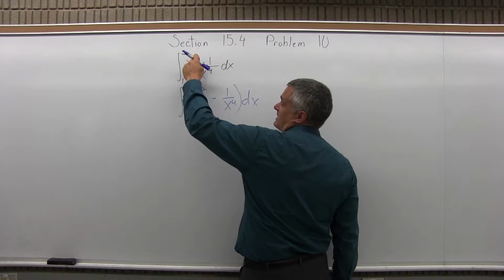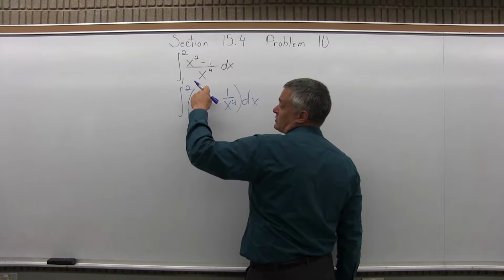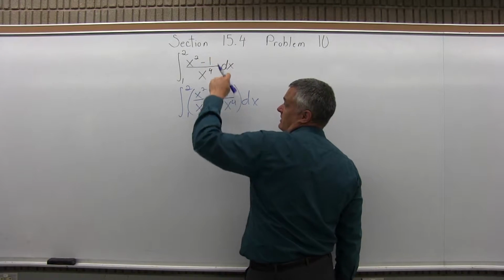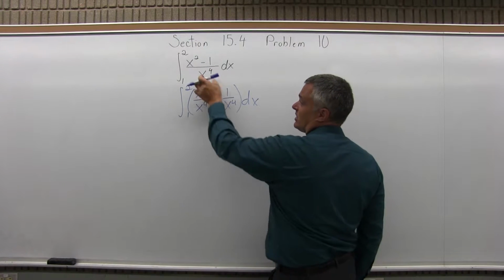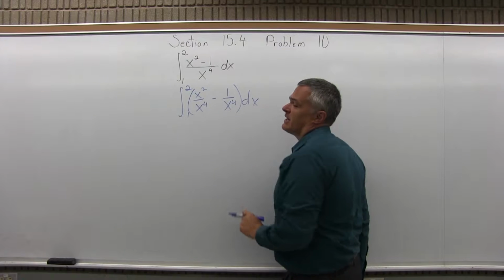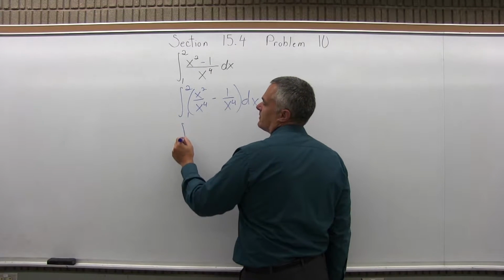So instead of x squared minus 1 in the numerator by itself, I do x squared over x to the fourth, and then negative 1 over x to the fourth. I split it into two separate things. And it's the same denominator. I could put them back, but this way I can kind of divide and conquer. Now let me reduce each one.